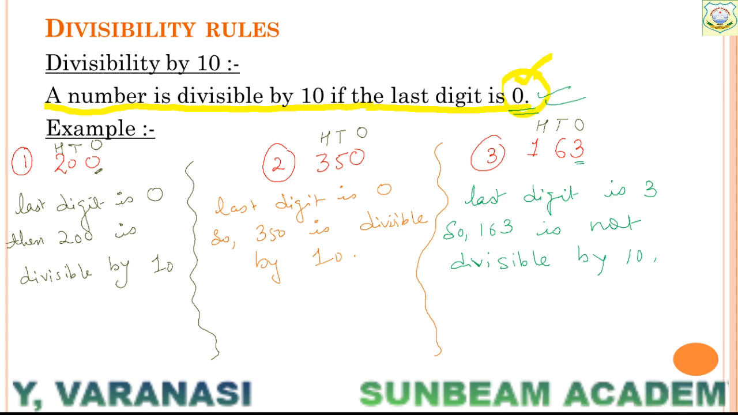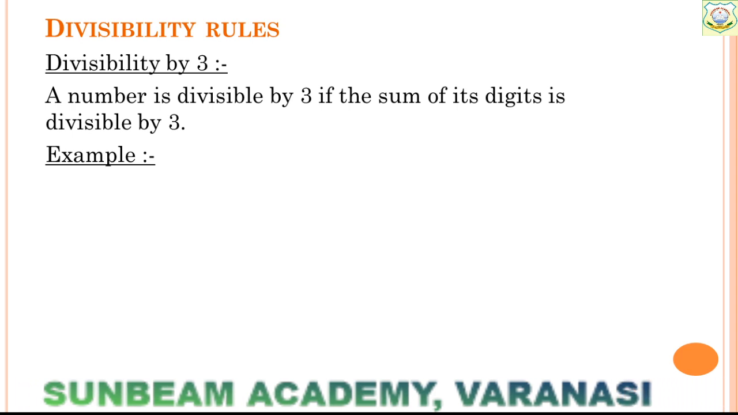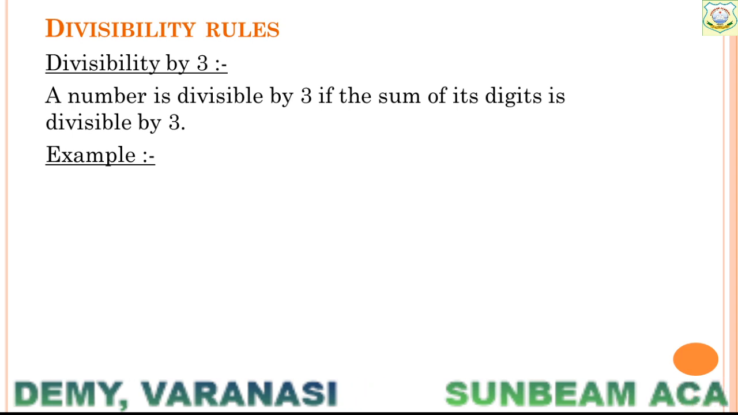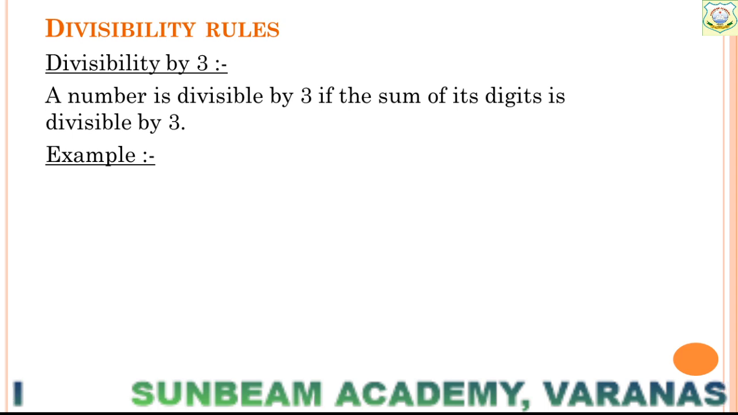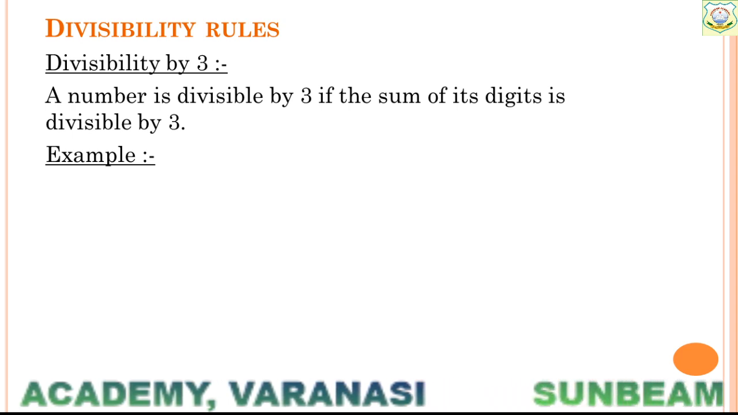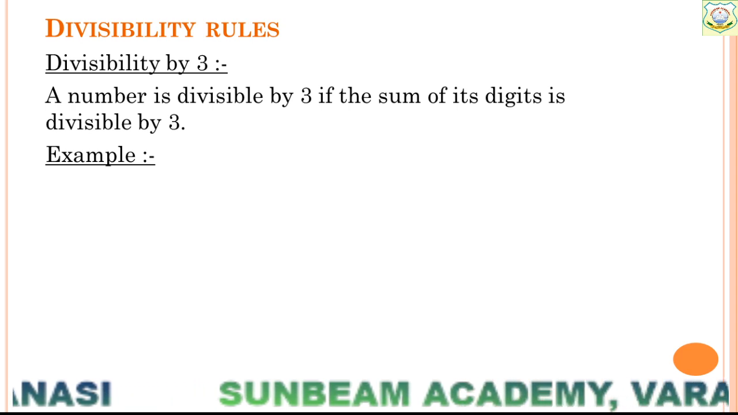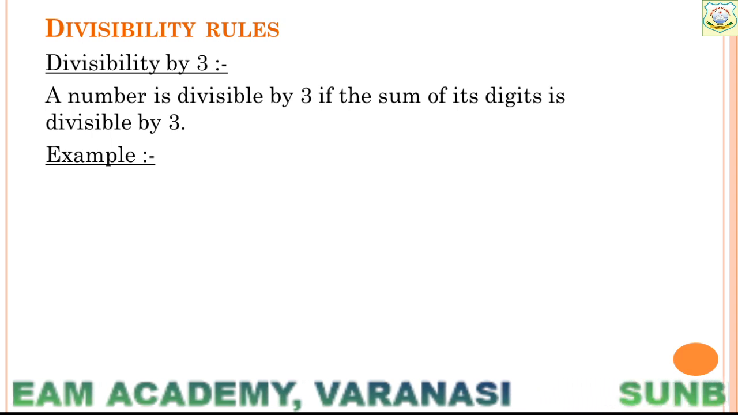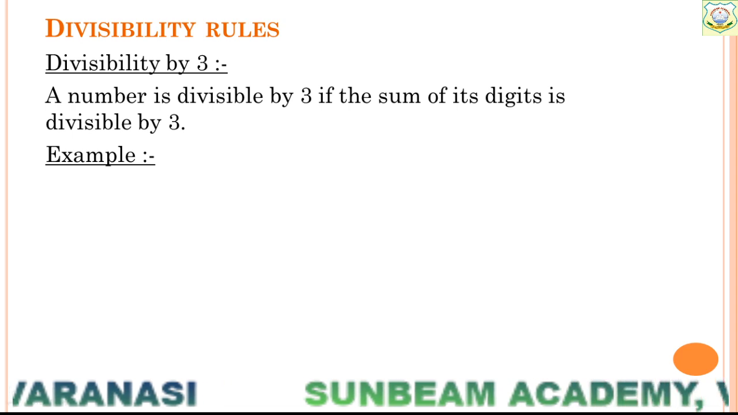Now I am going to tell you the rule of 3 and after this 9. So total 5 rules you have to study in this class. Okay. So now I am going to explain 3. It is different from 2, 5 and 10. In 2, 5 and 10 you have to only see the ones place, the last digit, and in the rule of 3 and 9 we have to do almost the same. So 2, 5, 10 is in one category and 3 and 9 is in one category. Okay. So let's get started.